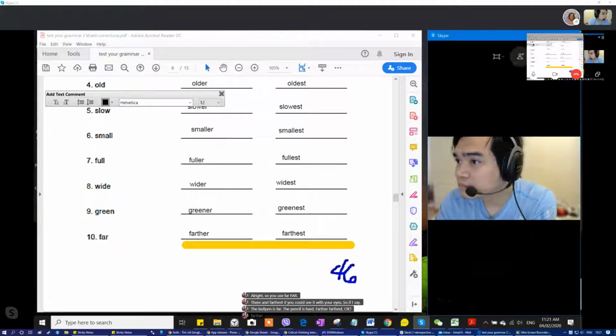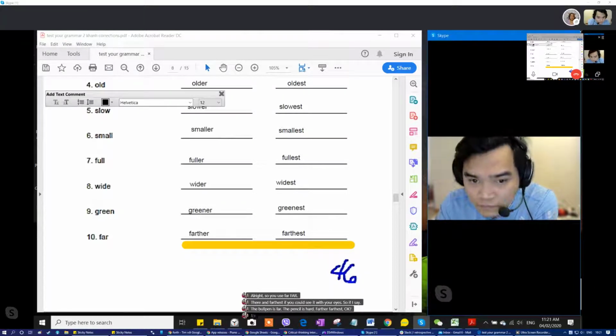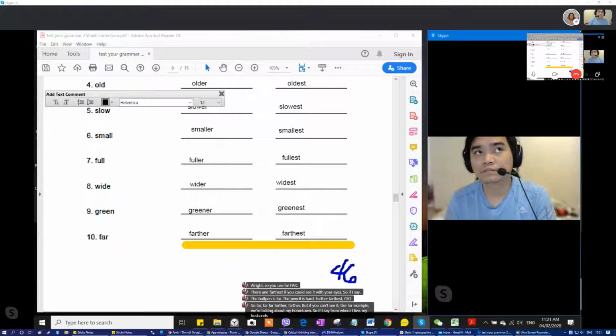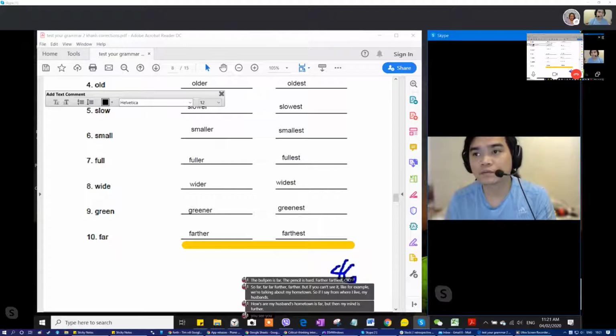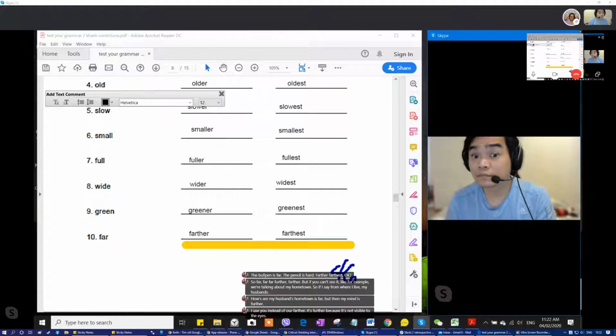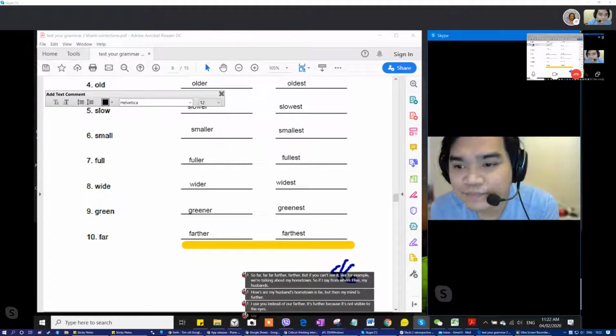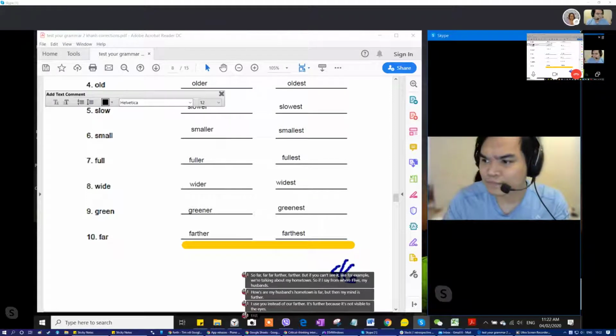But if you can't see it, for example, we're talking about my hometown. If I say from where I live, my husband's hometown is far, but mine is further. I use FUR instead of FAR. It's further because it's not visible to the eyes. You can't see it, so you say further. You say far and farther if you could see it with your eyes.